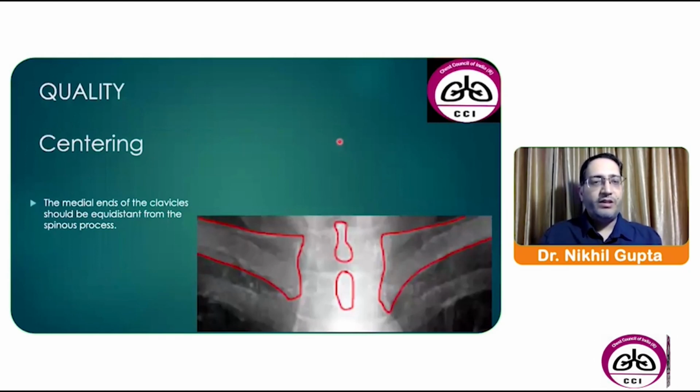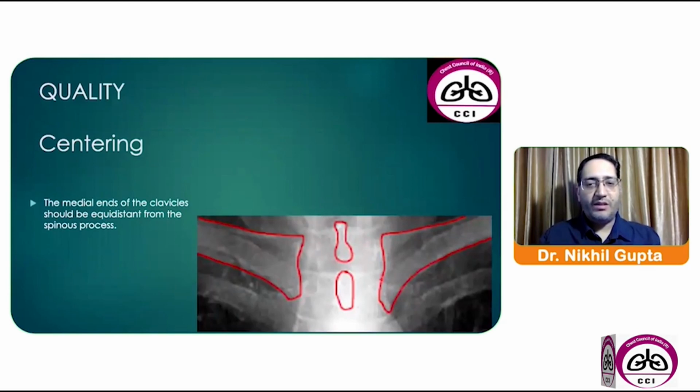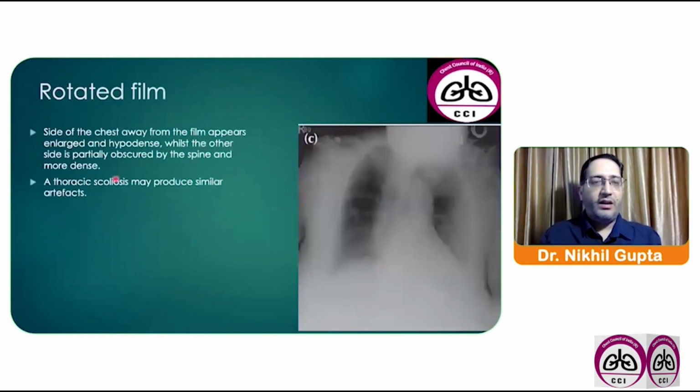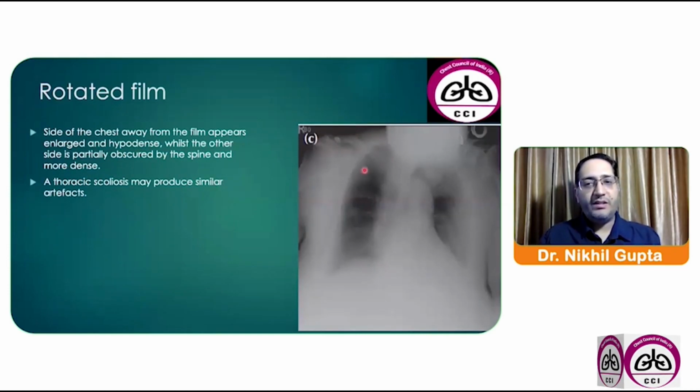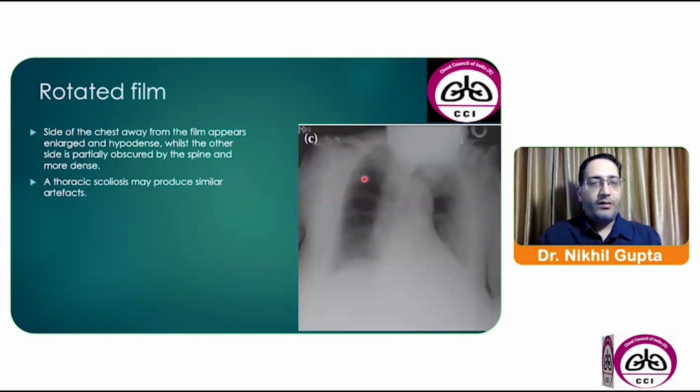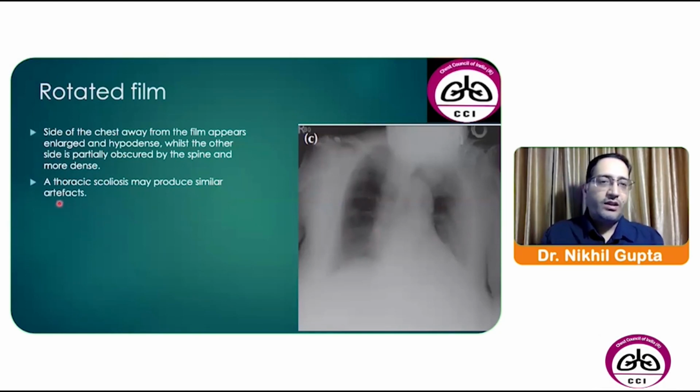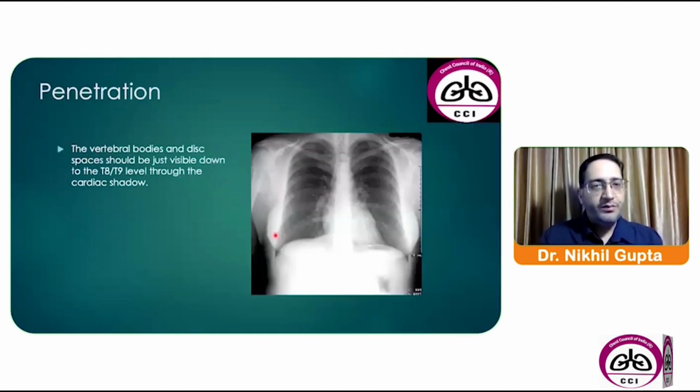The first is centering. The medial ends of the clavicle should be equidistant from the spinous processes as seen in this image. In a rotated film, the side which is away from the film appears to be enlarged and hypodense, while the other side is partially obscured by the spine and more dense, as seen in this image. This is more dense and near to the film, and this is away from the film. So a thoracic scoliosis, as seen in this image, can also produce similar artifacts.